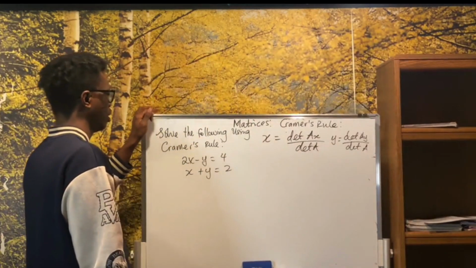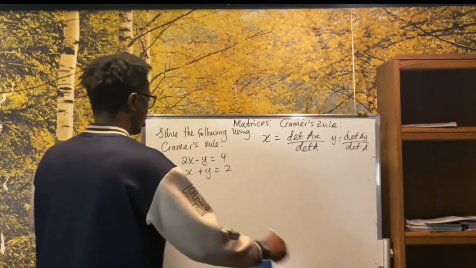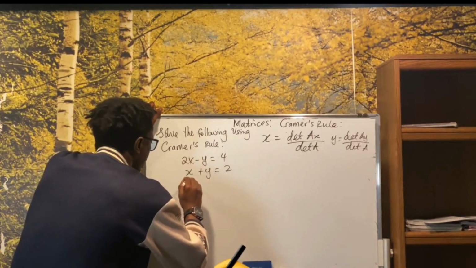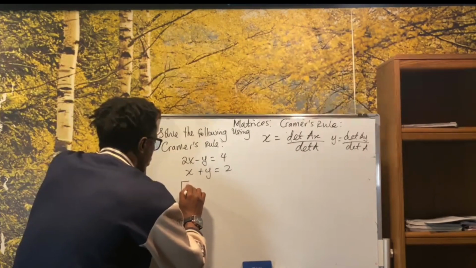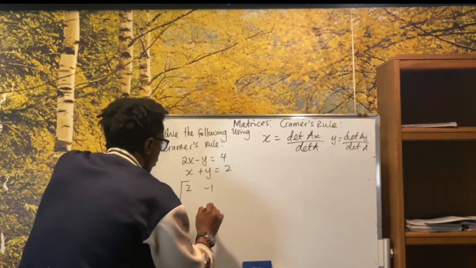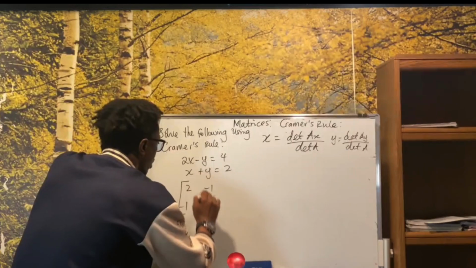Let's get that. Okay, now the first thing I told you initially was to write this in matrix form. So that becomes, this is 2, the coefficient here is -1, this is 1, the coefficient here is 1.